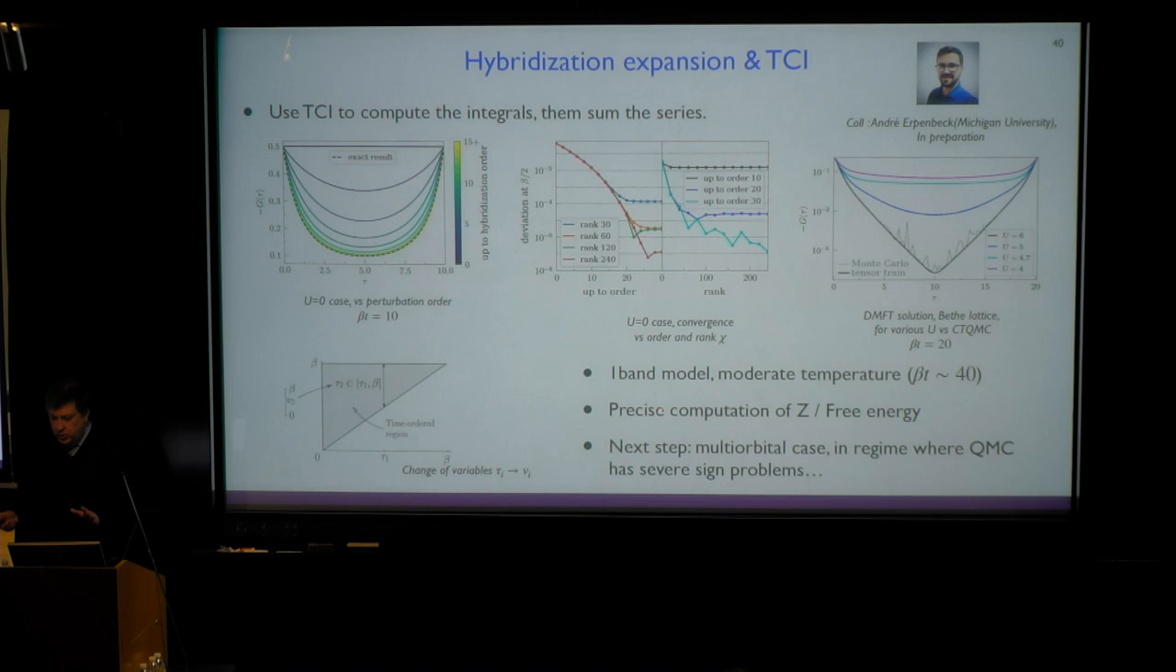Now, this is just the first step. In these regimes, Monte Carlo is still very efficient. It has no sign problem. So we want to, of course, push it now into regimes where Monte Carlo dies, meaning multi-orbital cases, much lower temperature. We'll see how it goes. However, it has already an advantage compared to Monte Carlo, because here we compute the partition function directly, meaning the free energy, which is a difficult calculation.